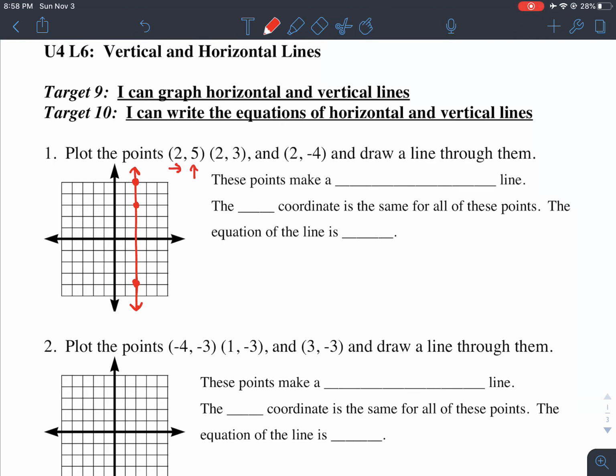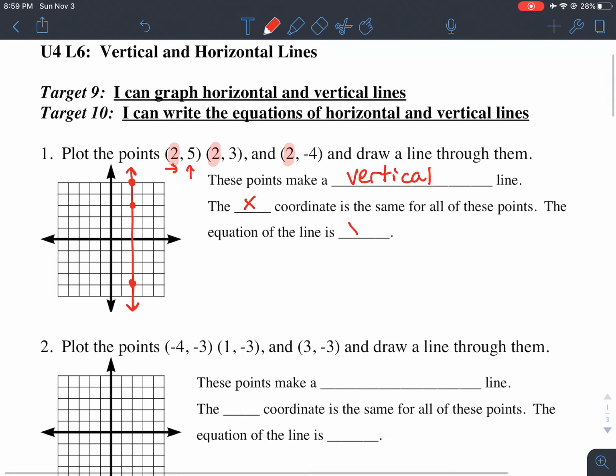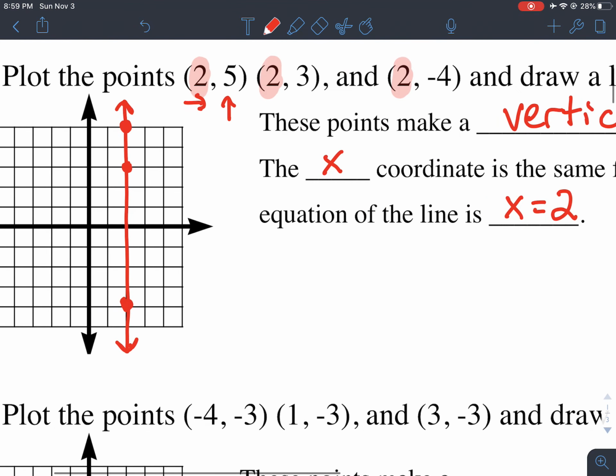So these points make what we can see is a vertical line, meaning it's going straight up and down. And it wants to know which coordinate is the same for each of these 3 points. We can see that in this case the x-coordinate of 2 is the same for all of these. The x-coordinate is the same. Therefore, the equation of this line is x = 2, since every point along that line, even the ones we didn't draw, would have an x-coordinate of 2.